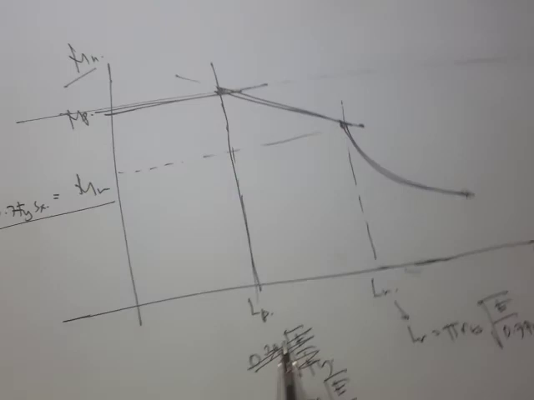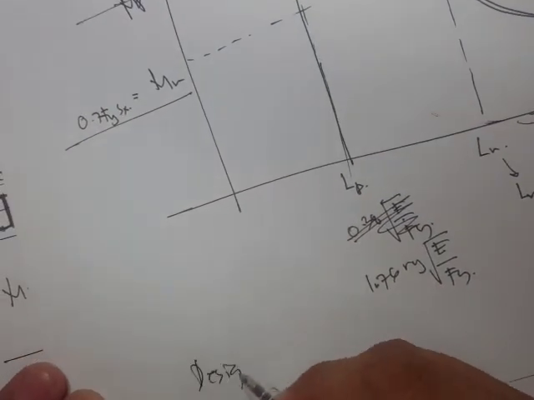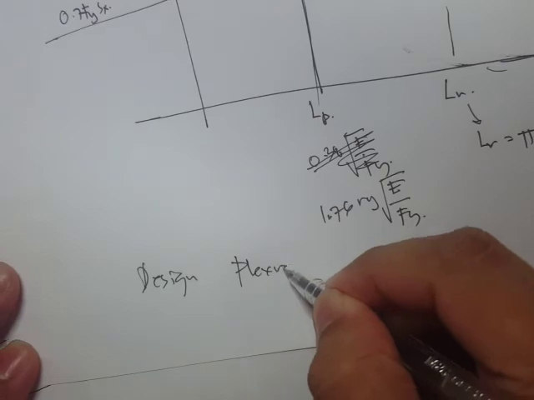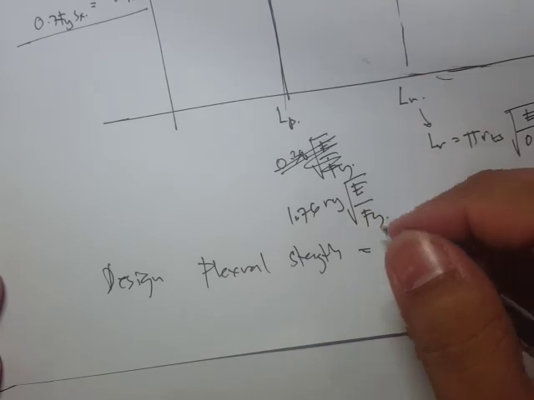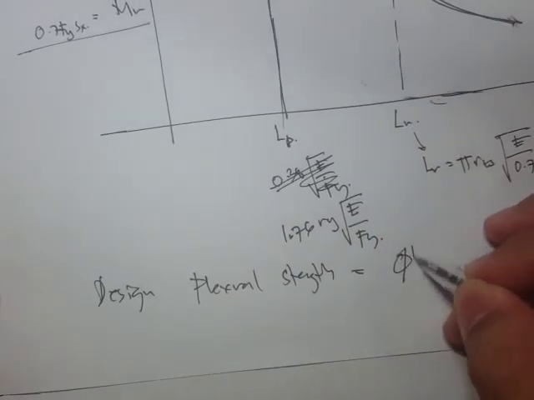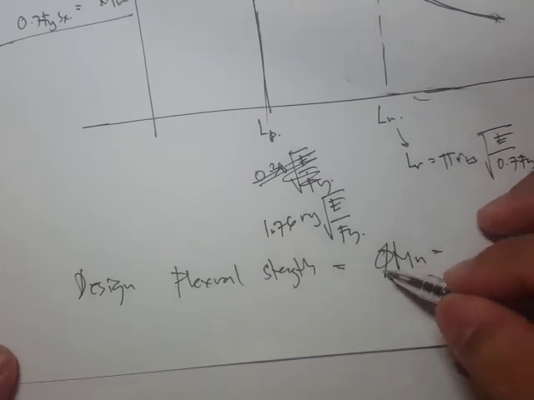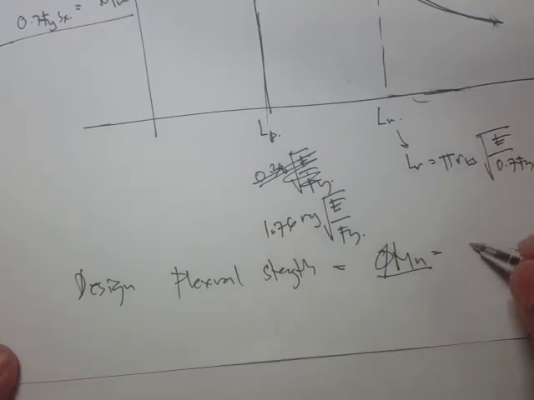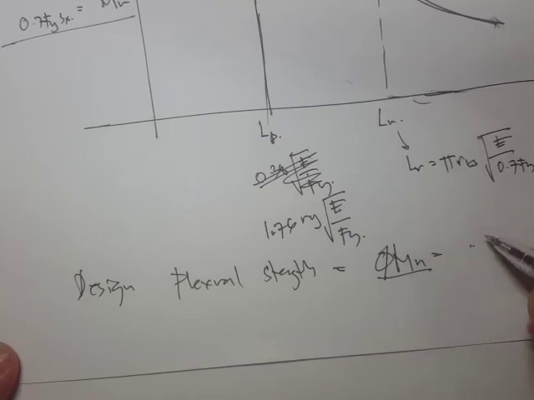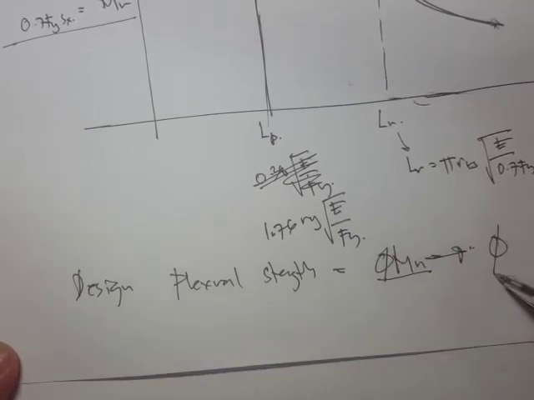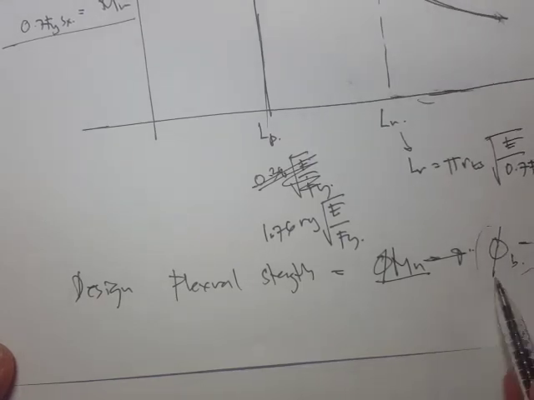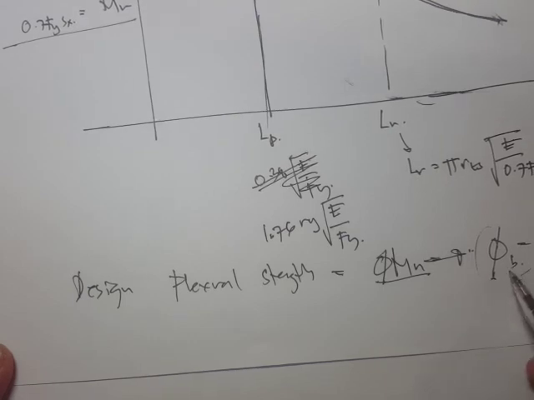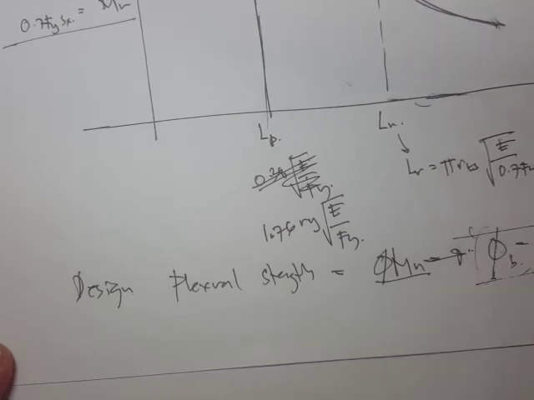And finally, the design flexural strength is just equal to phi M n, where phi is the resistance factor. This phi value is equal to 0.9. Okay, so the reduction factor for bending is just 0.9.